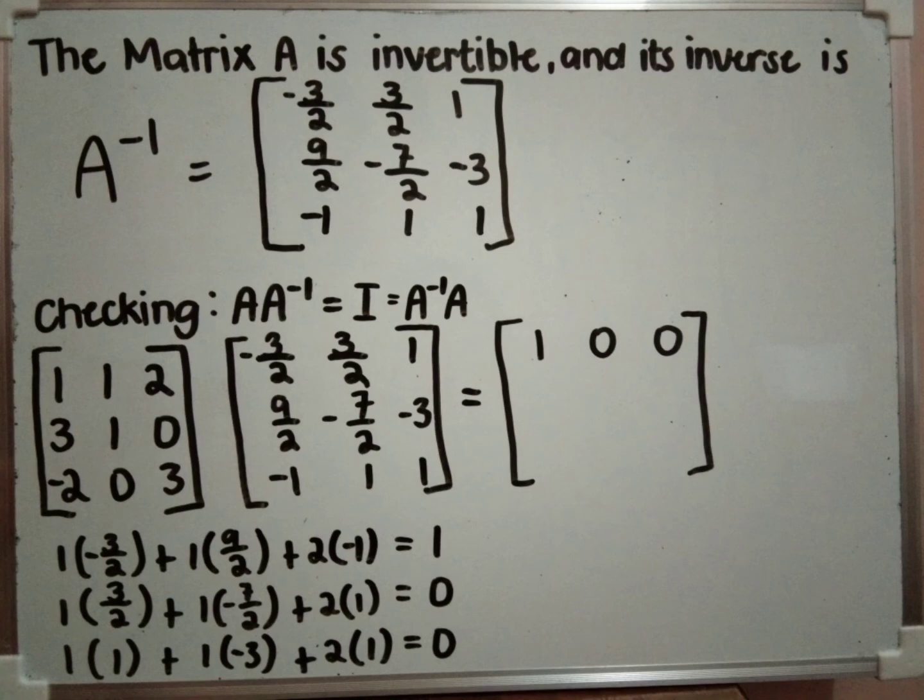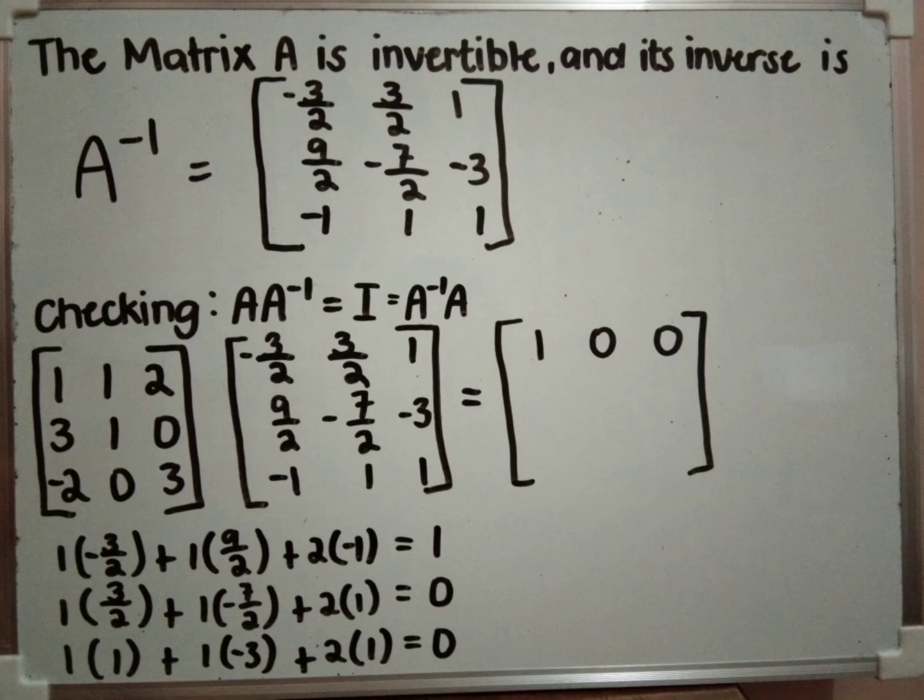Based from our solution, the matrix A is invertible and its inverse is A raised to negative 1 is equal to negative 3 halves, 3 halves, 1, 9 halves, negative 7 halves, negative 3, negative 1, 1, and 1. And now, we do the checking part to know if our solution is correct. A times A raised to negative 1 shall be equal to I. And so we multiply them.